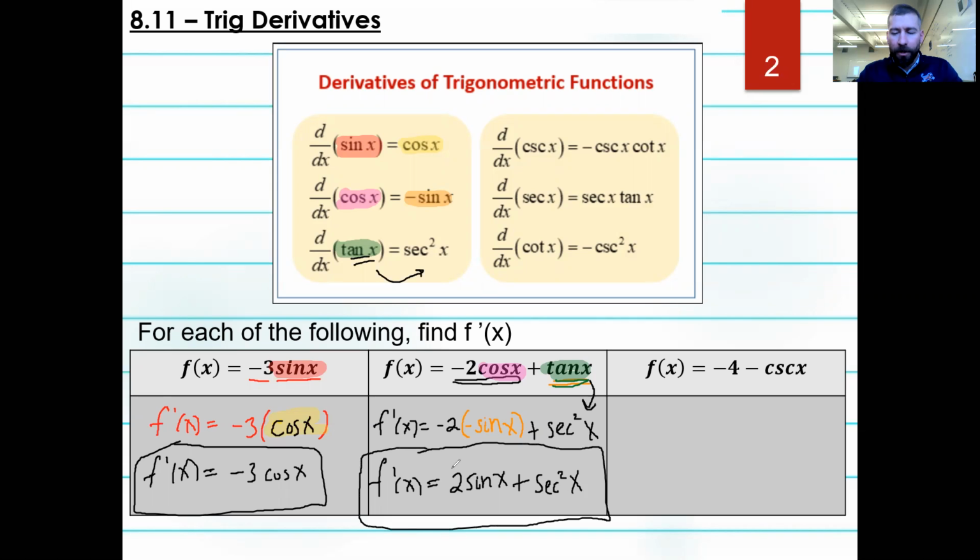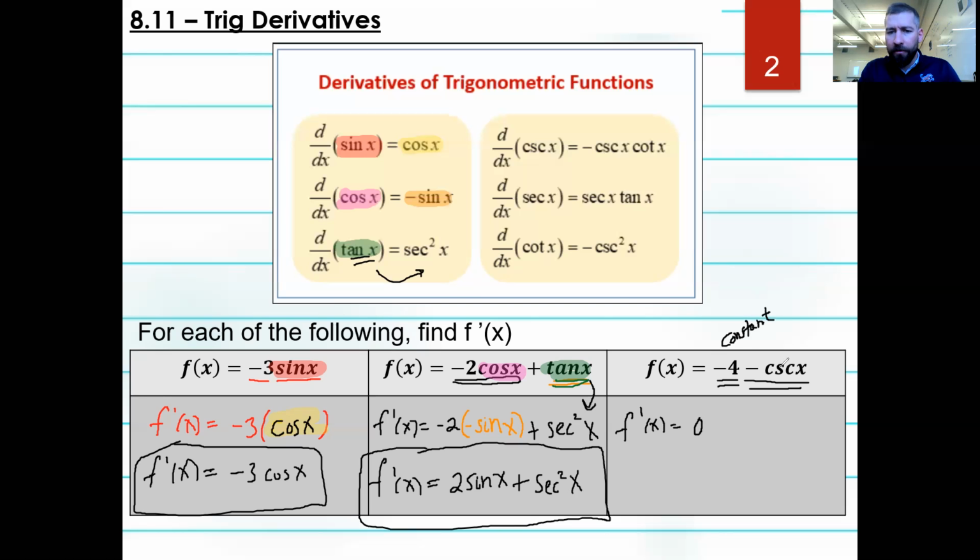And then lastly, this fourth one is combining a couple of different skills. I wanted to do this one separately because this -4 is not a coefficient. This -4 is its own term. The coefficient on this cosecant is really like a -1 here, right? So we have two different things that I need to take the derivative of, -4 and negative cosecant. Let's remember, what is the derivative of -4? Well, -4 is a constant, not a coefficient, but like a whole number, and the derivative of any constant term is always 0. I'm going to put that 0 in there for now.